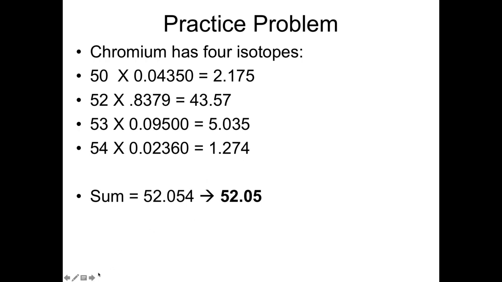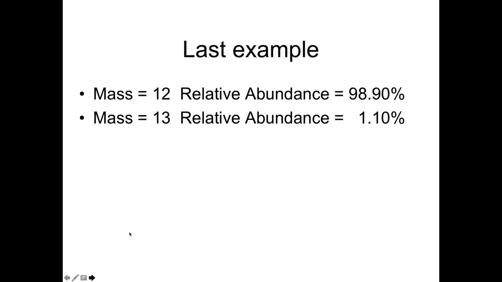I have one last example for you guys to work on. We have this mass here. Mass 12 has a relative abundance of 98.90. Mass 13 has a relative abundance of 1.10. Go ahead and pause the video, work out the mathematics, and then the answer is on the next slide.